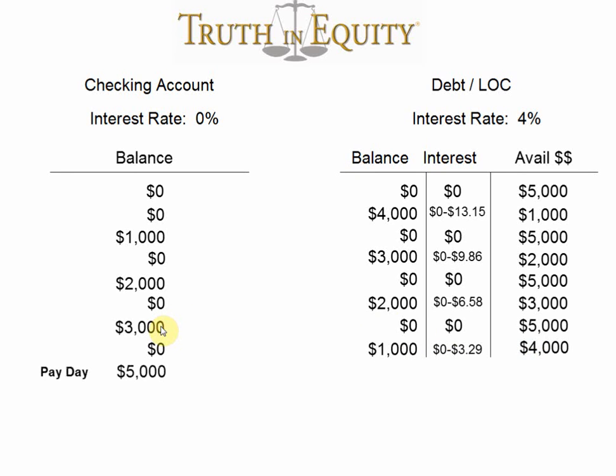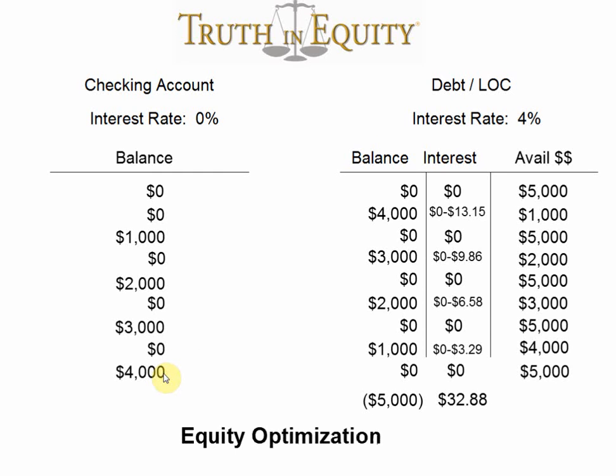Next payday comes in. We pay off the $1,000. Zeroes out the line of credit. No interest, $5,000 available, and we have $4,000 in our checking account. We did almost the exact same thing we did under the conventional model. We just did it out of a different vehicle, the line of credit. And as a result of all of our income being applied against the debt 24/7, we paid off $5,000. We only spent $33 in interest maximum, and we have our $4,000 accumulated in our checking account.